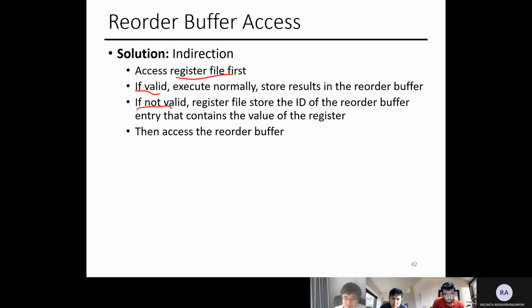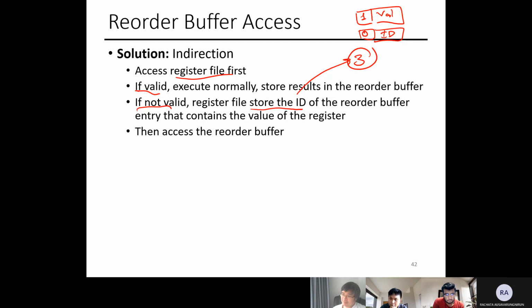If not valid, you then store the ID. This is when the tag comes in. Instead of storing the value, if it's not valid, you store the entry, because in the reorder buffer you have the zeroth entry, the first entry, the second entry. You store the entry number of the instruction that generates the result for that register. So let's say that entry is number 3. You store number 3. That's the ID. So you can have either a valid bit of 1 and the value go in here, or a valid bit of 0 and the ID go in here. So that is going to be the entry in the reorder buffer where I can find my value.